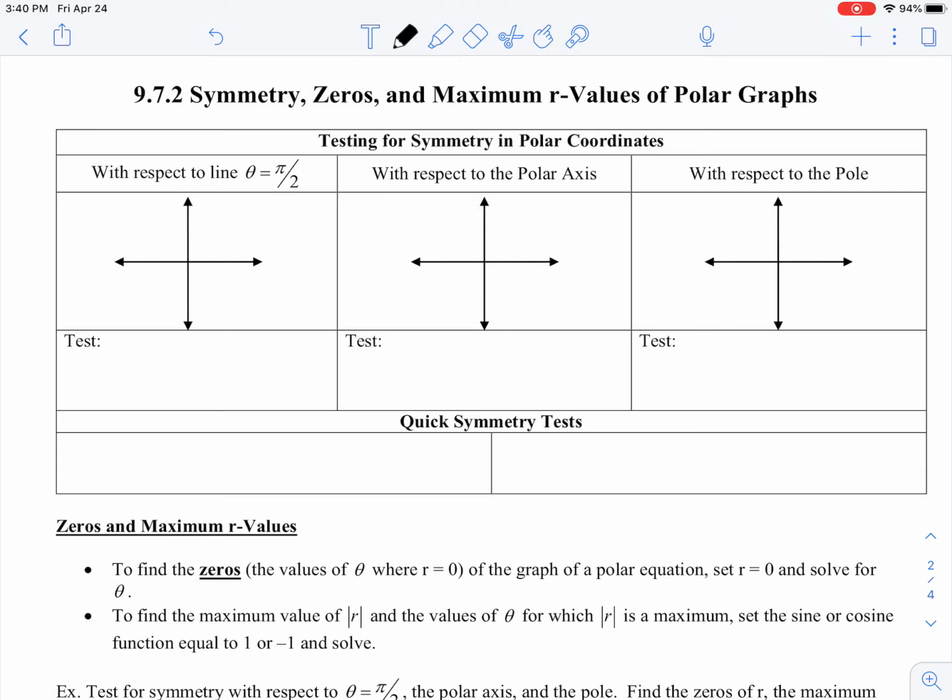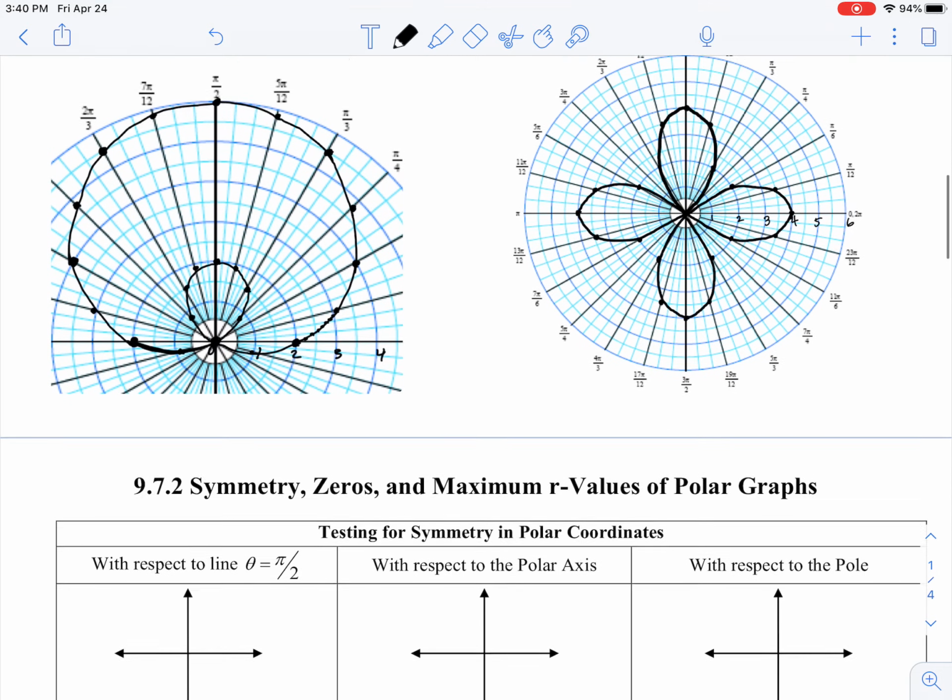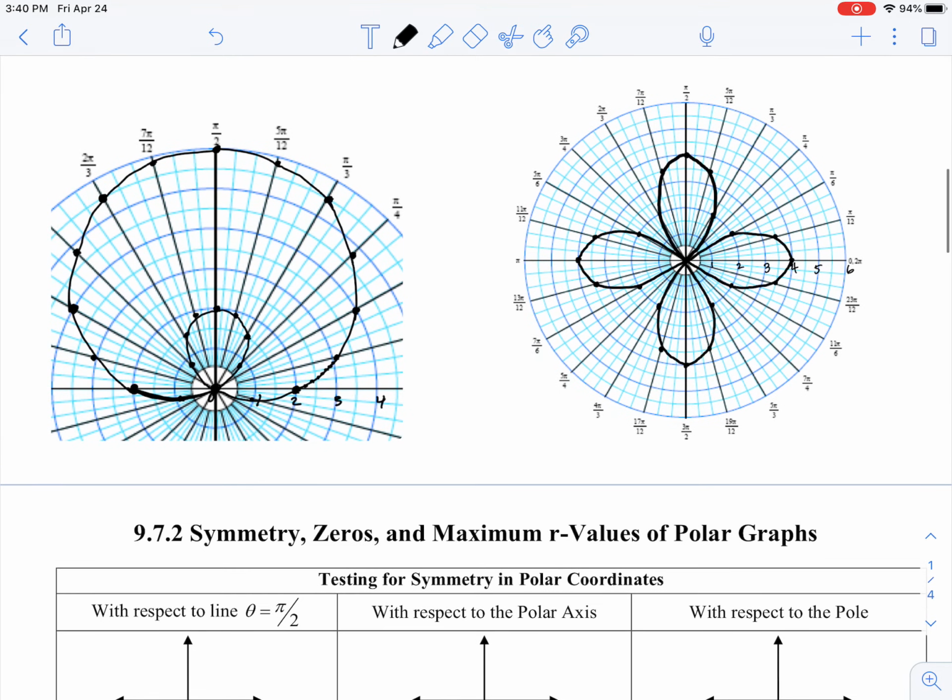Previously, when we learned how to graph polar equations, we noticed that some of our resulting polar graphs actually demonstrated some types of symmetry. If we look at the first two graphs we graphed at the beginning of 9.7, this first one that we see here is known as a limaçon. And clearly we can see here that this limaçon actually has some symmetry with respect to the angle theta is equal to pi over 2.